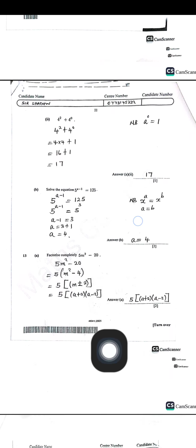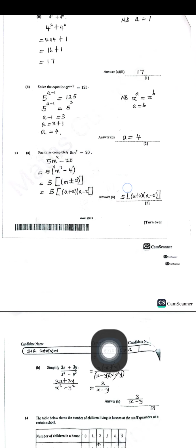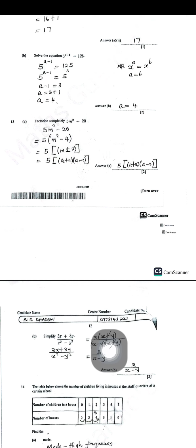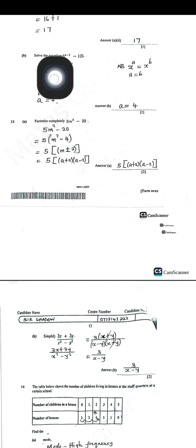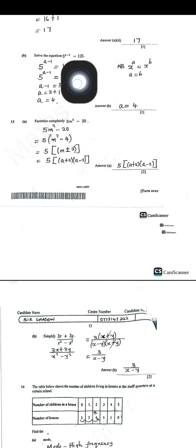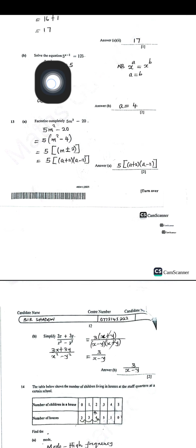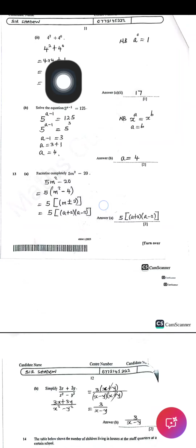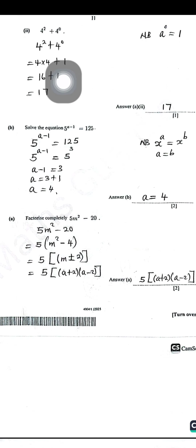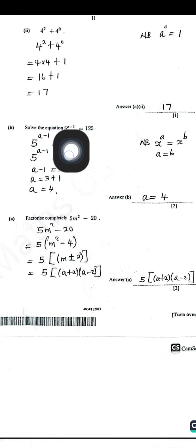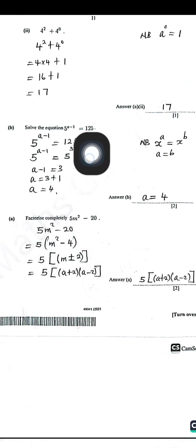Right, let's move on to another question, which is question number 12b. Question 12b says solve the equation 5 to the power of a minus 1 equals 125. Let me zoom the question so that it becomes clear. So we are saying 5 to the power of a minus 1 equals 125.